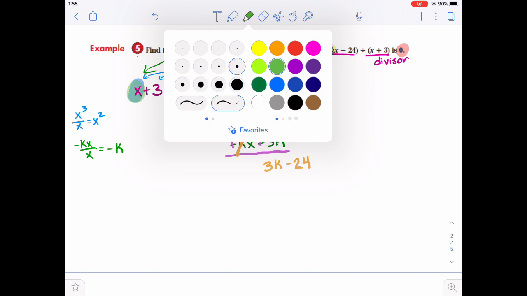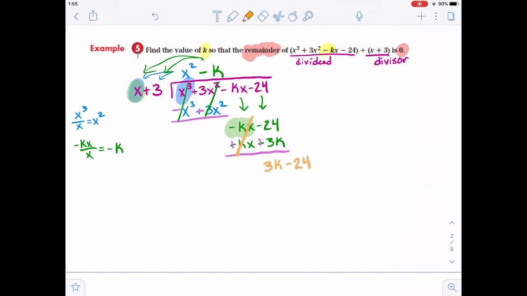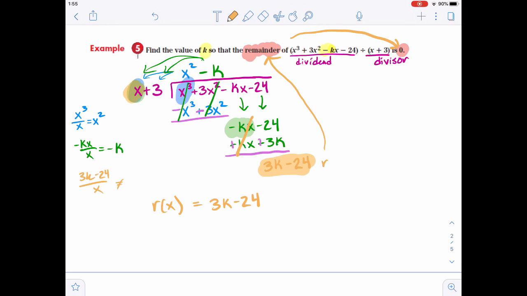Now realistically, this is a whole term because there's no x's. So 3k minus 24 divided by x, we can't do anything. So that means this is our remainder. So our remainder is 3k minus 24, but we want our remainder to be 0. So we're just going to set this, 3k minus 24, equal to 0, and then we're going to solve for k.